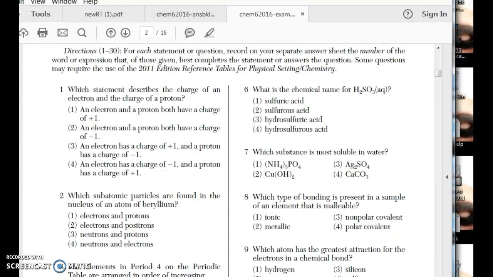Question number one, an easy one, I think. It's asking the charge of a proton and the charge of an electron. You, of course, can go to Table O and look them up for yourself. But I think this one is simple. Electron charge of -1, proton charge of +1. Number two, which subatomic particles are found in the nucleus of an atom of beryllium, or any atom for that matter? Don't let beryllium throw you off. It's true for any atom. Of course, that's neutrons and protons.